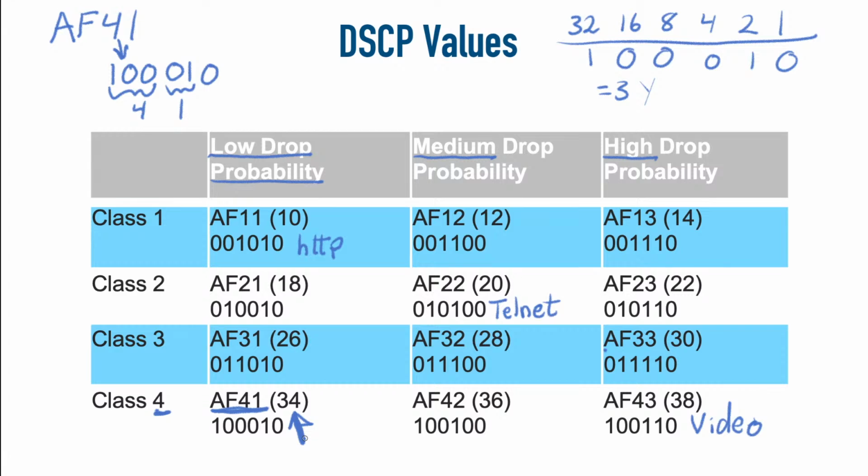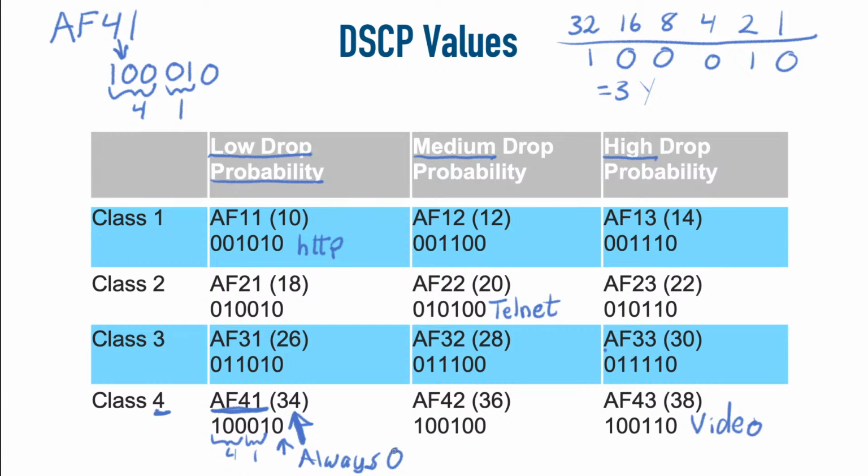Because we're looking at 6 bits at a time. The first 3 bits, that's the class. The next 2 bits indicate the drop probability, 1 being the lowest drop probability, and that last bit is always a 0. Let's see, my tablet's not responding great. Let me try that again. It's always a 0. That's how it works, folks.